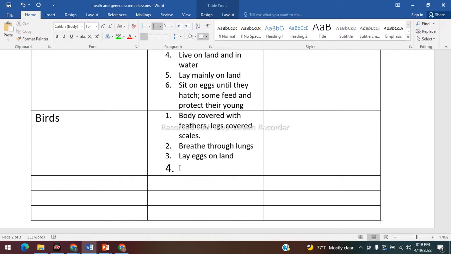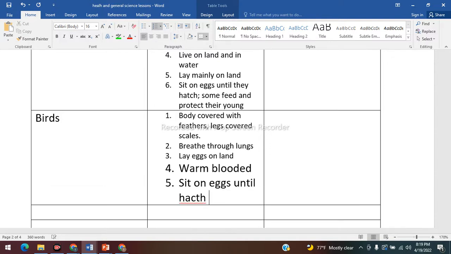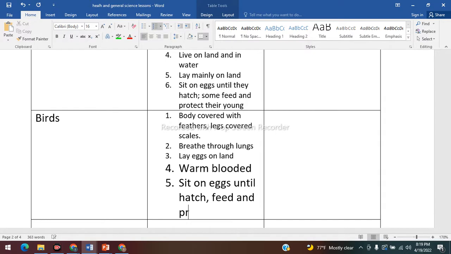Are they warm-blooded or cold-blooded? Warm-blooded. They also sit on their eggs until they hatch. They feed and protect their young.